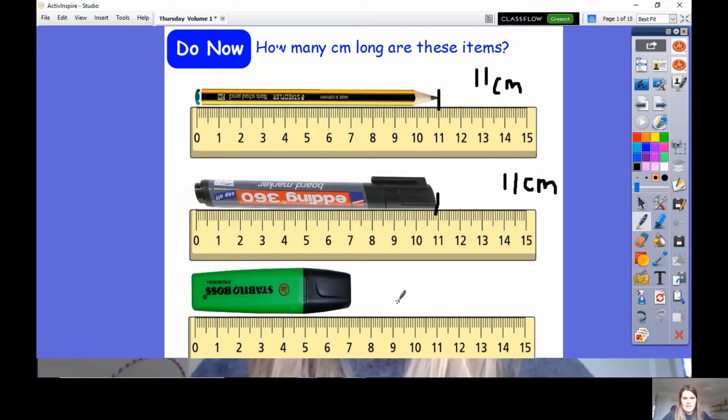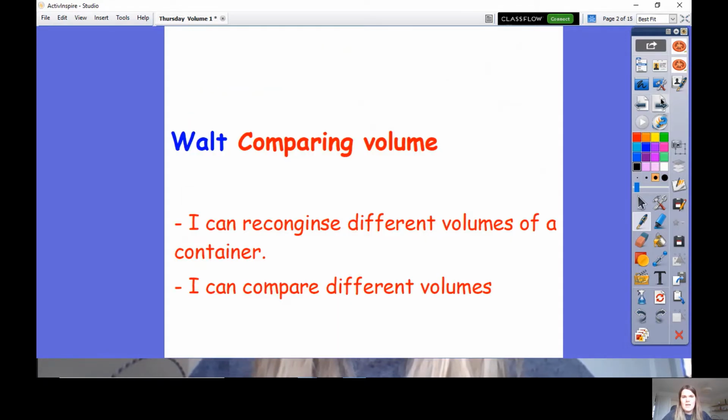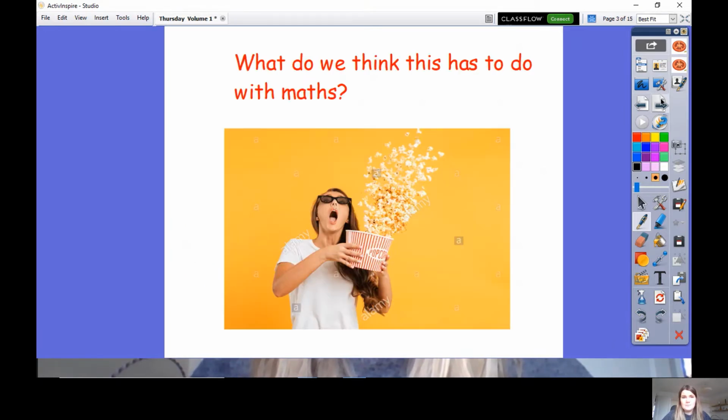How long is the highlighter? 7 centimeters. Well done. The highlighter is 7 centimeters long. Well done. We've done our measurement looking at length and height, and we're moving on to something new today. We're going to be comparing the volume of different containers today. We're going to be able to understand what volume is and compare its different volumes in various containers.